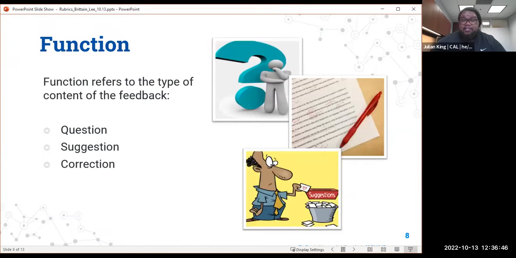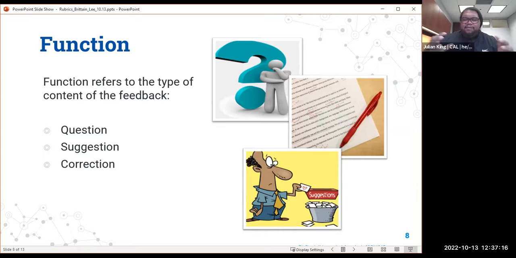And our last one is function. You know what the function of the feedback that you're giving is. The feedback I'm giving is a question, meaning that I'm trying to get them to think a bit deeper into what they are doing. Is it a suggestion? Hey, I suggest instead of doing this route, maybe you should go this route. That'll help guide them towards where we're trying to go. Or is it just a blatant correction? Hey, this is inaccurate. Hey, this is probably where you need to go, so you can reach your destination for this. And these are just different types of feedback.